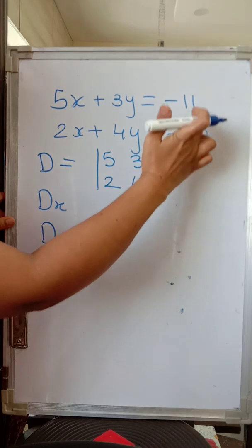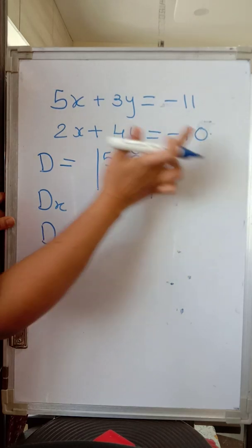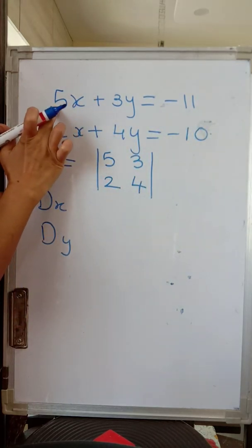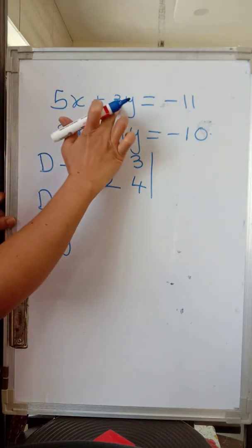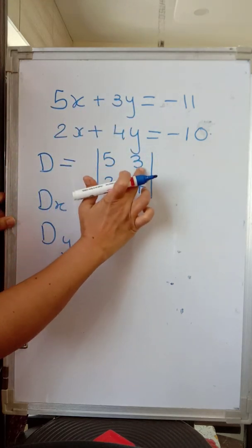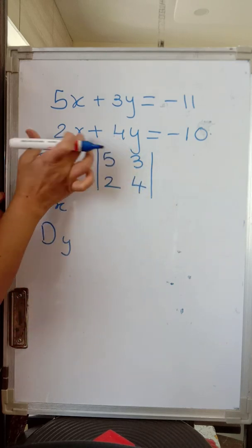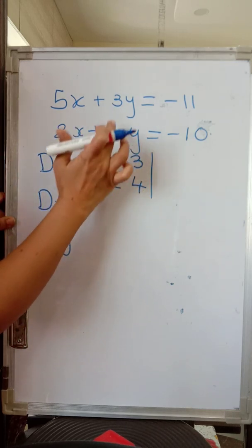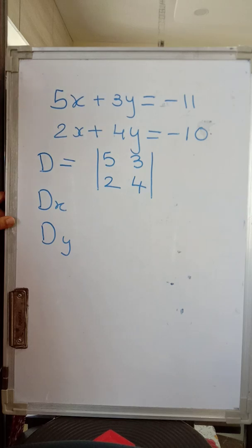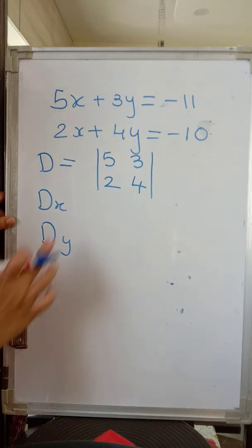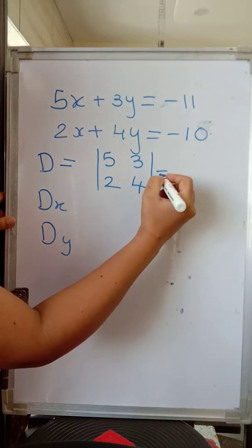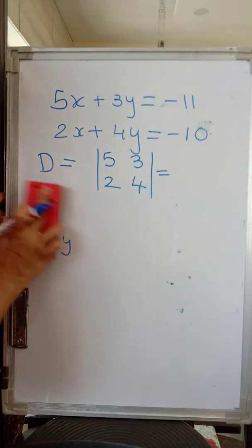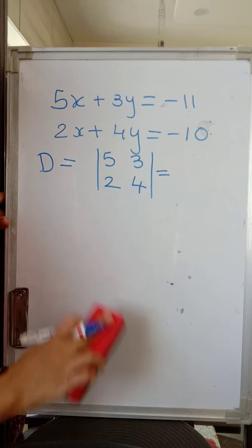So how to find d? Omit the constants. Only write the first coefficient of x and the coefficient of y as 5 and 3. Then the coefficients of x and y of the second linear equation. Is this clear? Now we have to solve this to get the value of d. First we'll solve d and then I'll tell you dx. So what is the value of d?